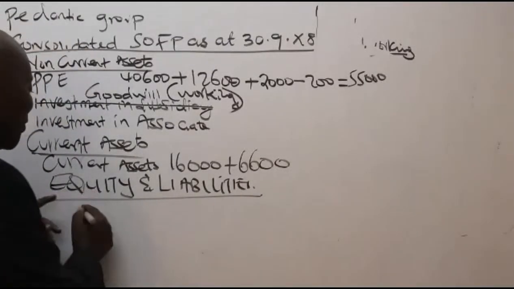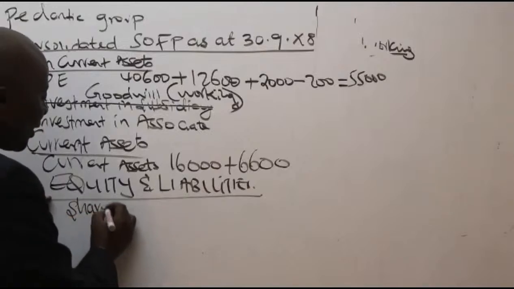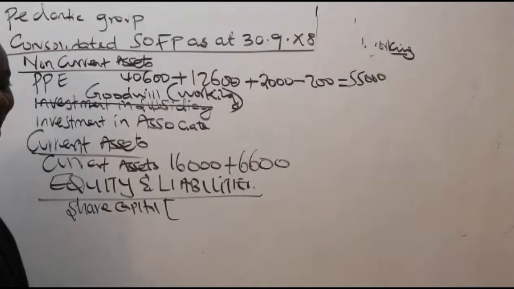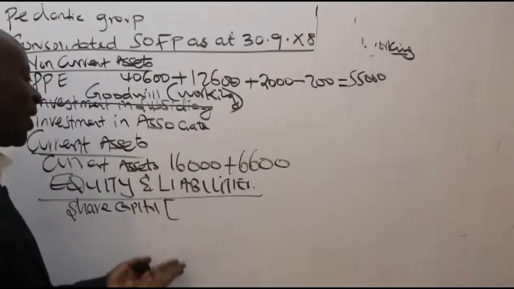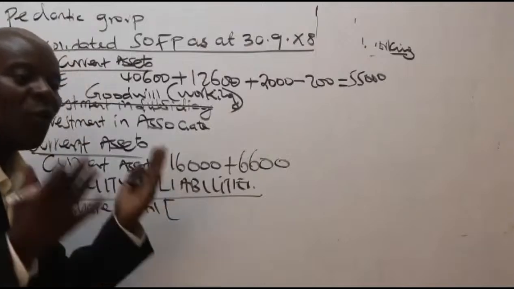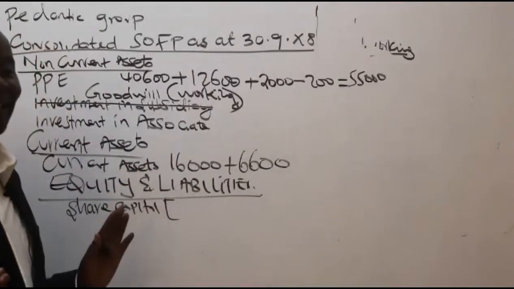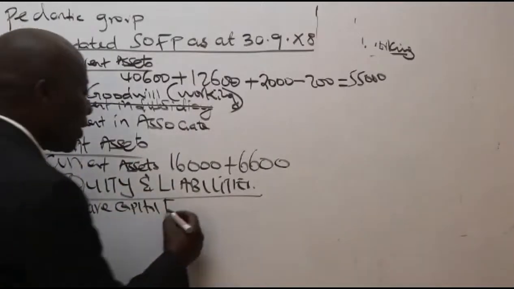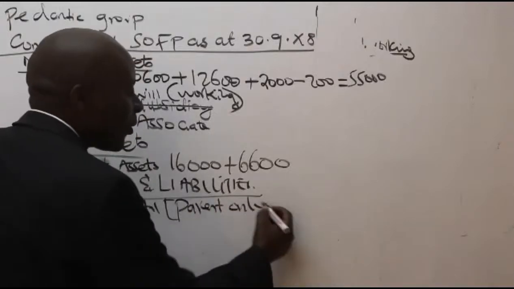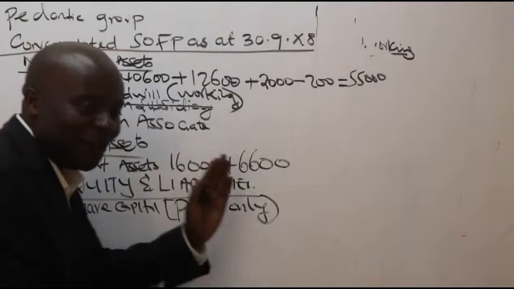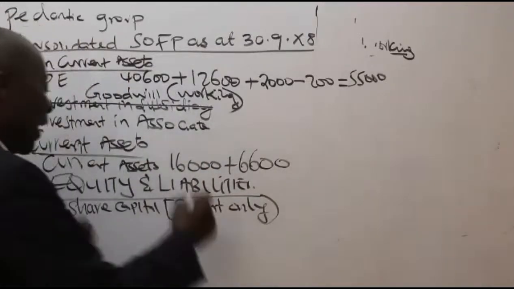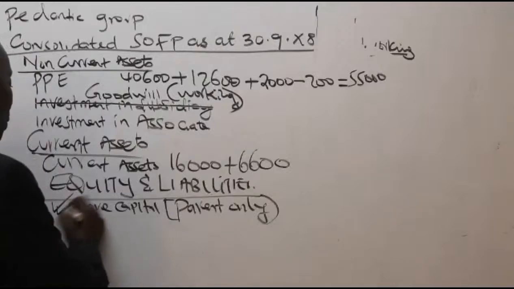The famous equity component we start with is what we call share capital. And the share capital, of course, you and I know, I'll never belabor this. Share capital is always the one of the parent we pick. So for share capital, we shall pick the one of the parent only. You simply go to that column of the parent, you put, thank you very much, Clinton. You pick the one of the parent only. Correct. From share capital, what else do we have?